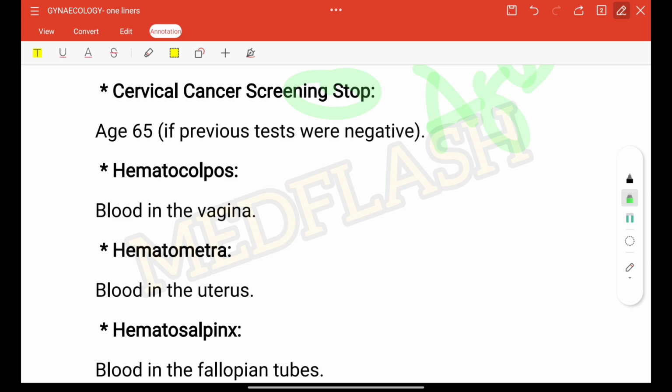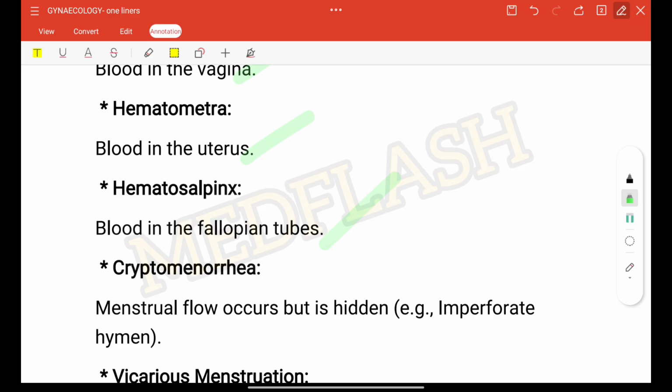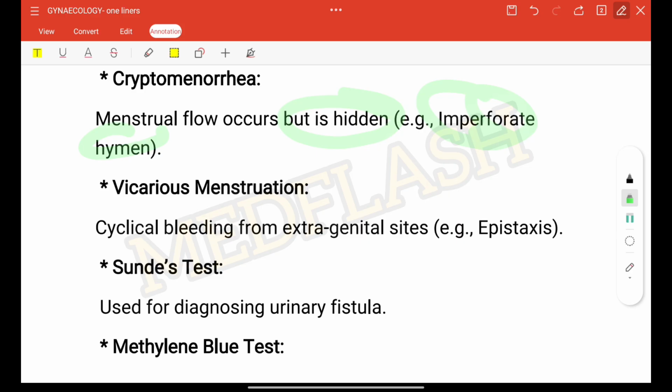Hematocolpus, blood in the vagina. Hematometra, blood in the uterus. Hematosalpinx, blood in the fallopian tubes. Cryptomenorrhea, menstrual blood occurs but is hidden. Example, imperforate hymen. In the case of imperforate hymen, we can give a cruciate incision. Vicarious menstruation, cyclical bleeding from extragenital sites.